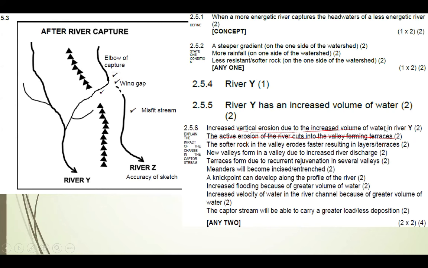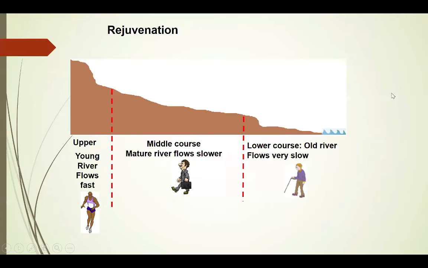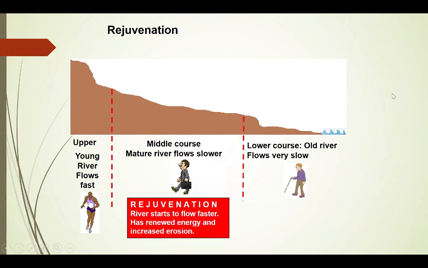There's going to be high chances of flooding. So you need to simplify your answers. Don't complicate your answers. Okay, there is your rejuvenation. What is rejuvenation? It is when a river starts to flow faster. It has renewed energy. So what do we have there?